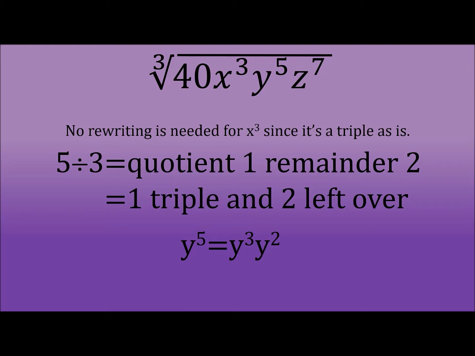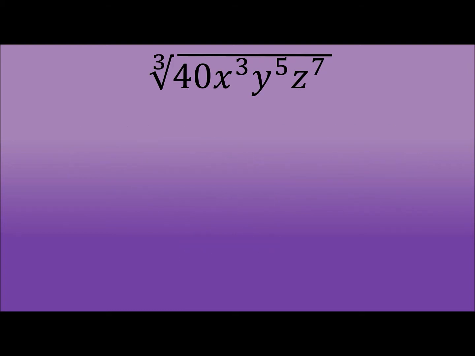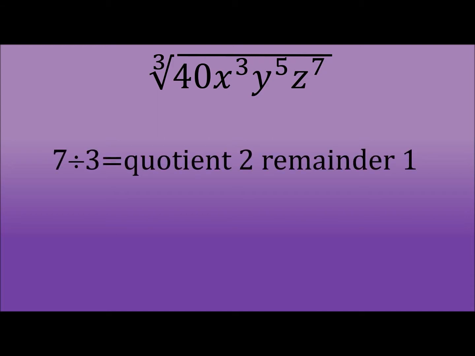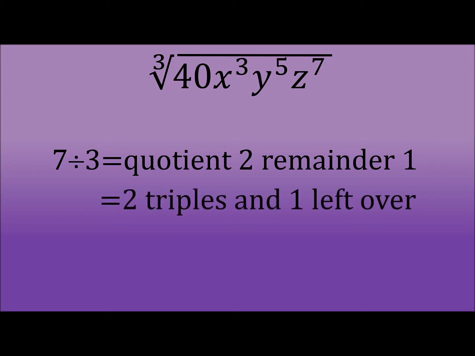For the z to the 7th power, we divide the 7 by 3 to learn how much we have in triples of z. We have quotient 2 and remainder 1, which is to say 2 triples and 1 left over. So z to the 7th power equals z squared to the 3rd power. Notice that the 2 comes before the 3, just as in my saying 2 triples.